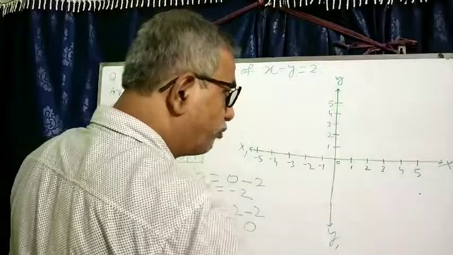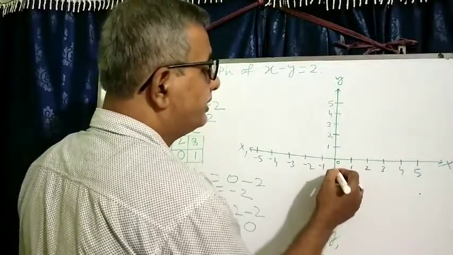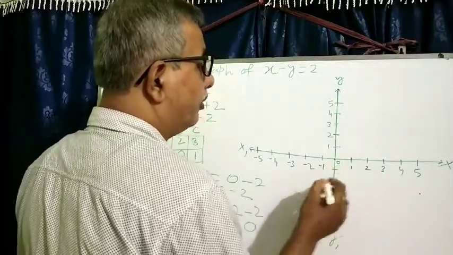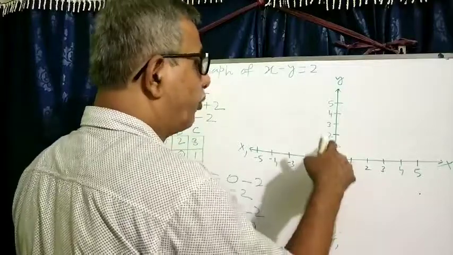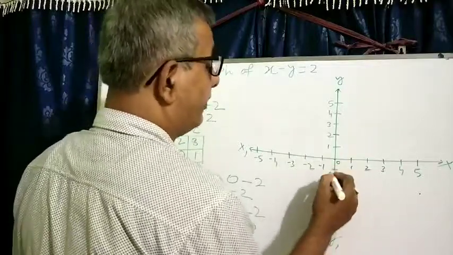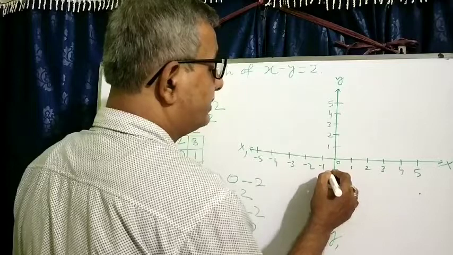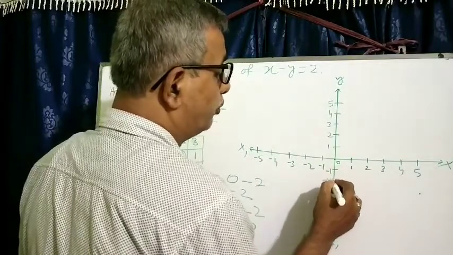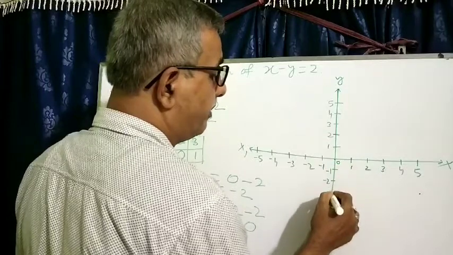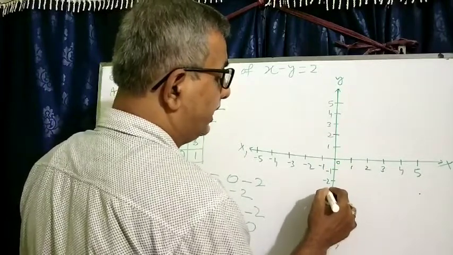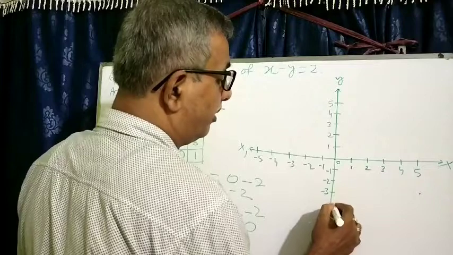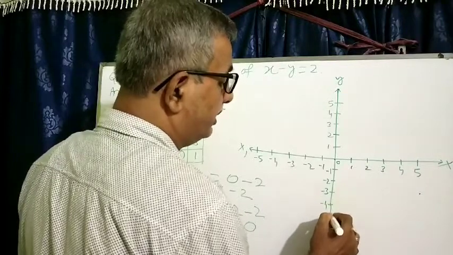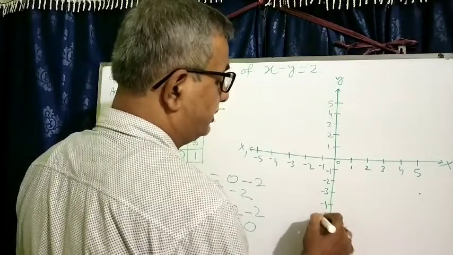Here in the downward direction, what are you getting? Negative. The y coordinate should be negative on the y axis in the downward direction. That is minus 1, minus 2. There is a 1 centimeter gap. Remember it. Minus 3 centimeter, minus 4 centimeter, minus 5 centimeter.